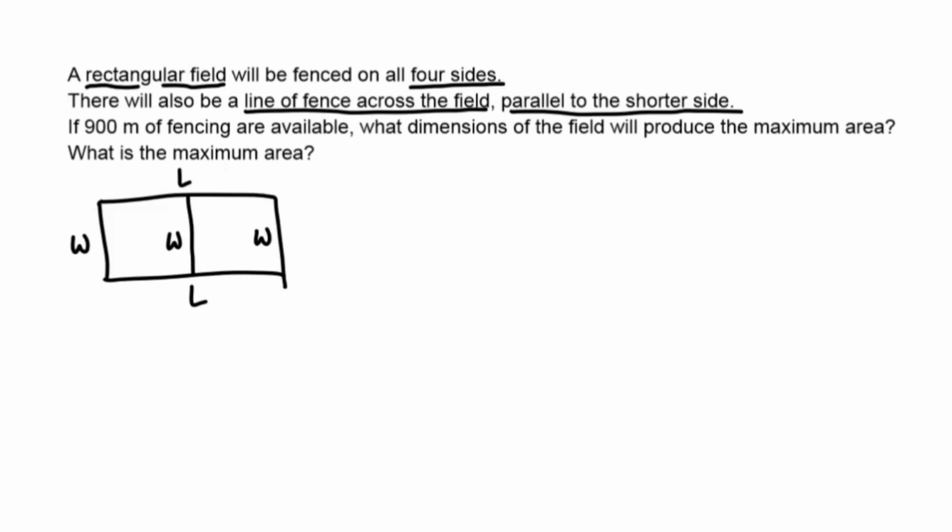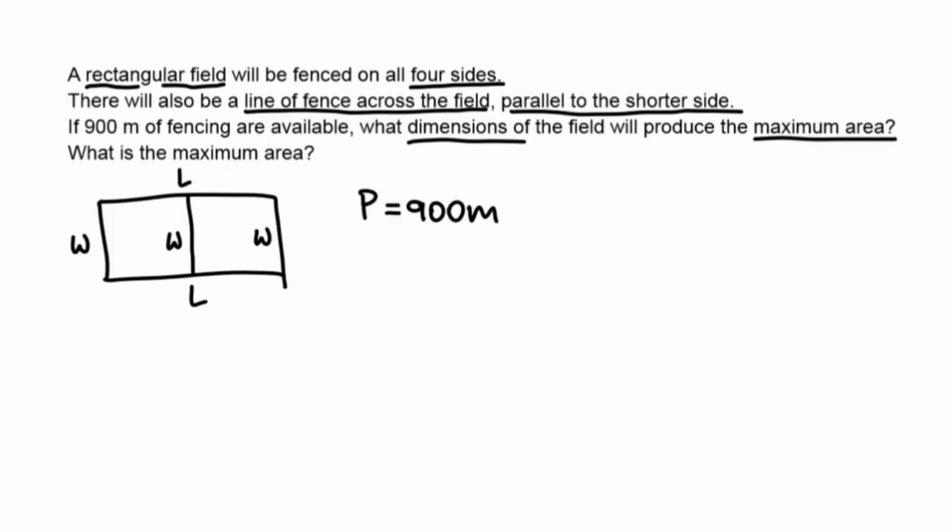900 meters of fencing are available. When you're given the amount of fencing, that is essentially the perimeter. It's in meters, and you have 900 meters of fencing to enclose all of the sides involved. Then the problem is asking us what dimensions of the field will produce maximum area. So basically, we're trying to find the expression that represents the maximum area, and from that expression, we also need to figure out what dimensions will produce that maximum area.